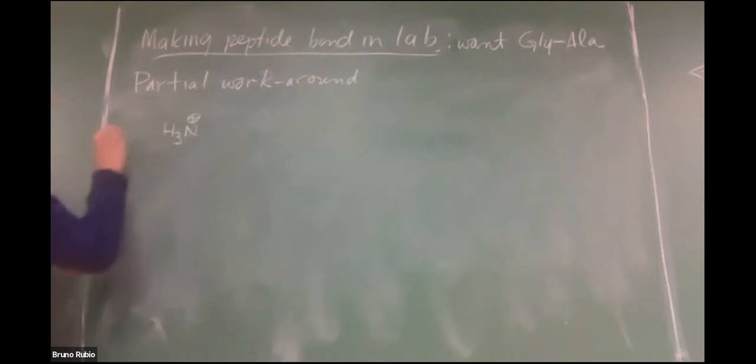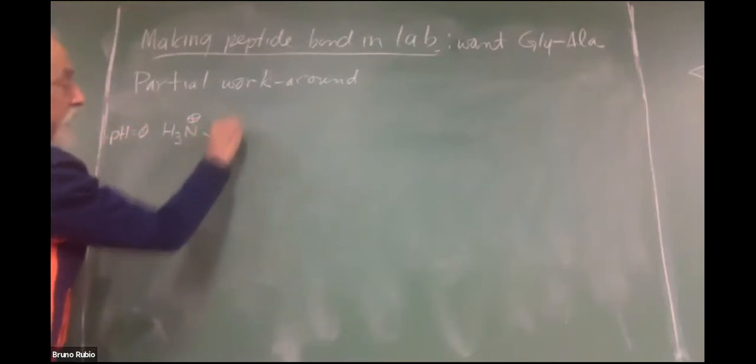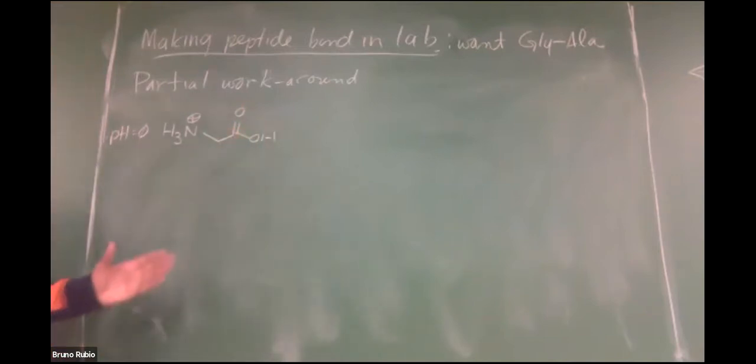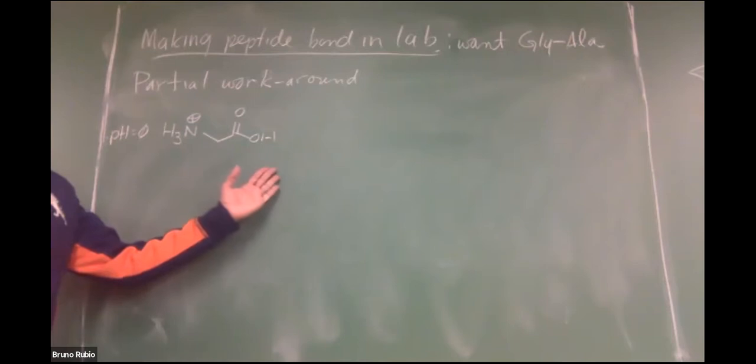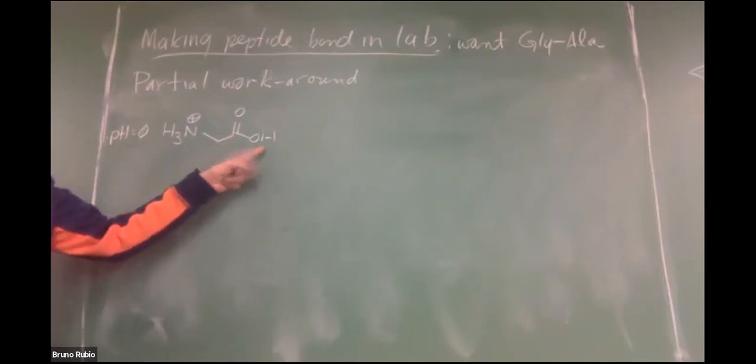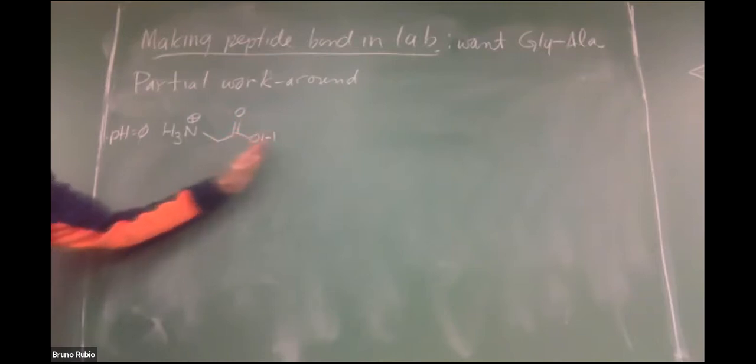I'm going to take glycine. I'm going to be at pH of 0, low pH. And what I'm going to do is esterify the glycine, right? There's a carbonyl-carbon bond to something that's not carbon, not hydrogen. This bond is going to break. This is going to go away.